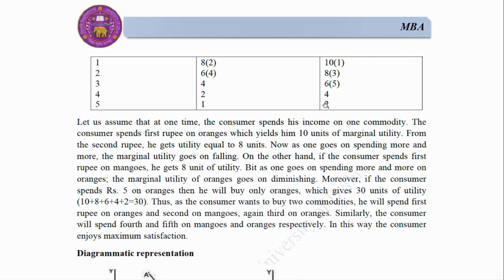Moreover, if the consumer spends rupees 5 on oranges, then he will buy only oranges, which gives 30 units of utility. Thus, as the consumer wants to buy two commodities, he will spend first rupee on oranges and second on mangoes. Again, third on oranges. Similarly, the consumer will spend fourth and fifth on the mangoes and oranges respectively. In this way, the consumer enjoys maximum satisfaction.